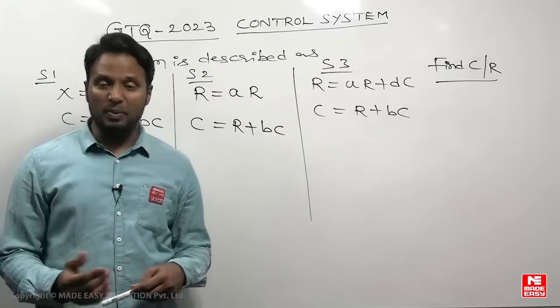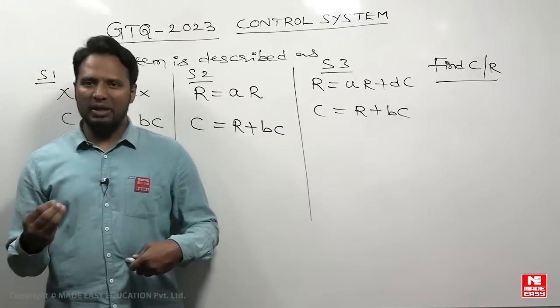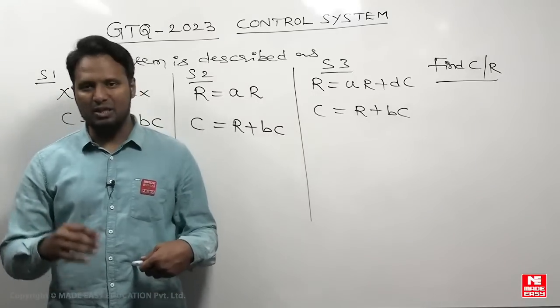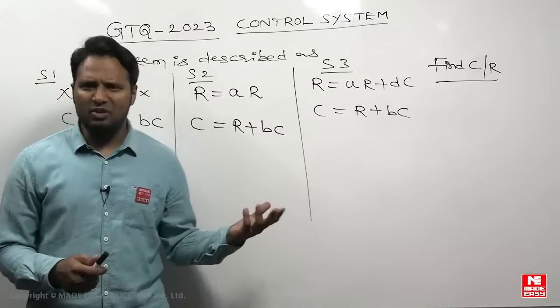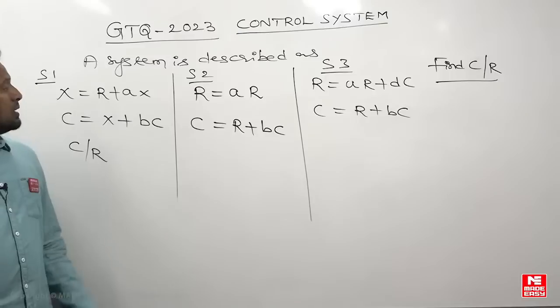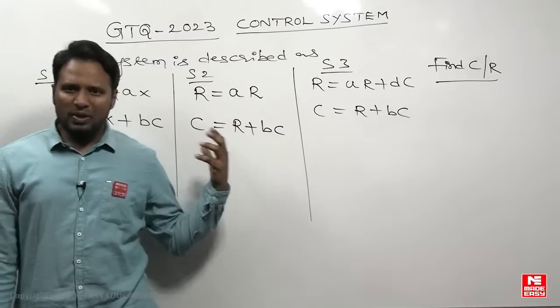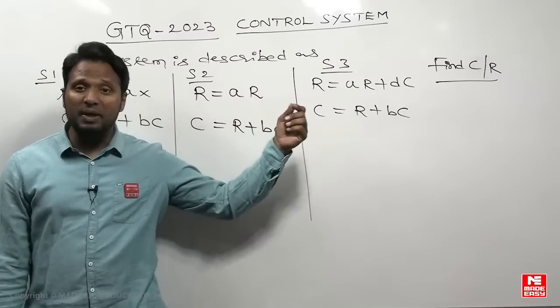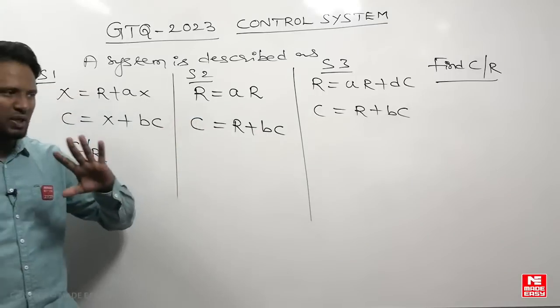Like one question I'm taking from Mason's formula. Try to recall the important things about Mason's formula and its application. That's a good question. There are three different systems that look close enough. The question is to find C by R from all these three different systems.